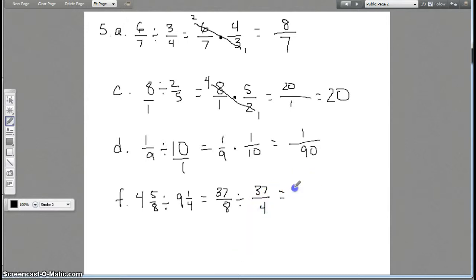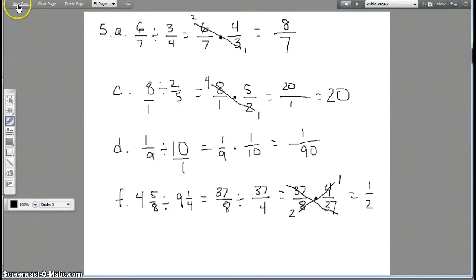Now I rewrite the problem. Copy our first fraction, change the divided to a times, flip over the second fraction, and now you can see our 37s are going to cancel. The 4 will cancel with the 8. The 4 becomes a 1, the 8 becomes a 2, and what we end up with is 1/2.